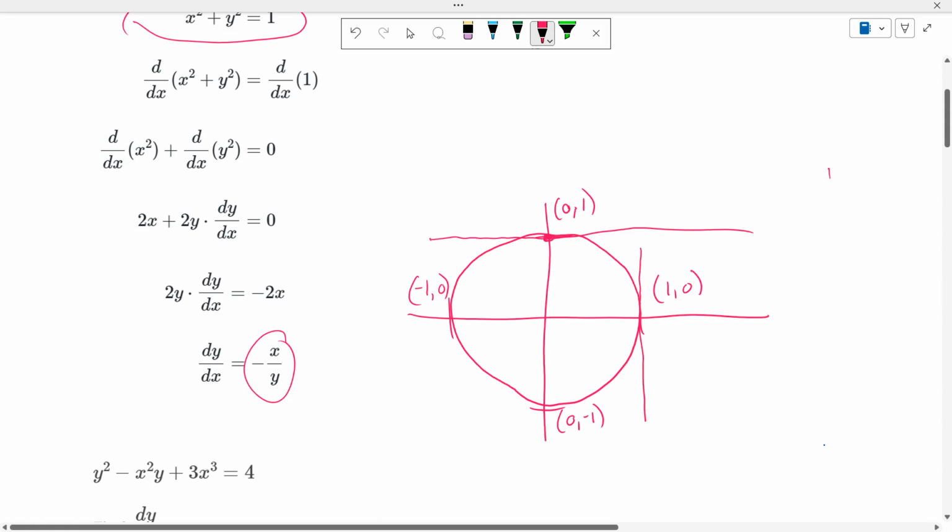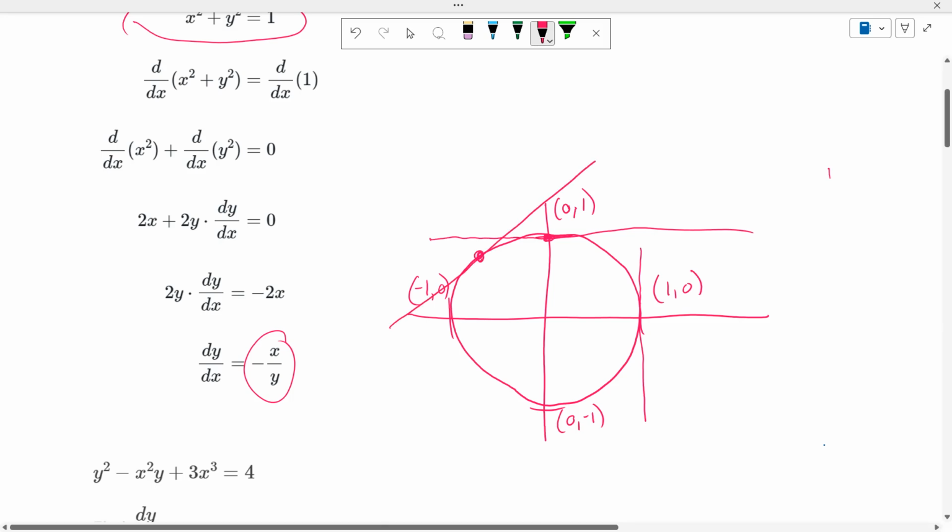What's the slope of a vertical line? Come on, people. Undefined. Thank you very much. If you put negative 1 over 0, it's undefined, right? So here, the tangent line is undefined. Right here.